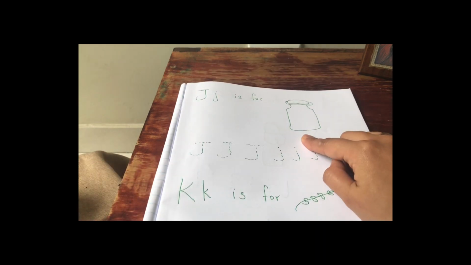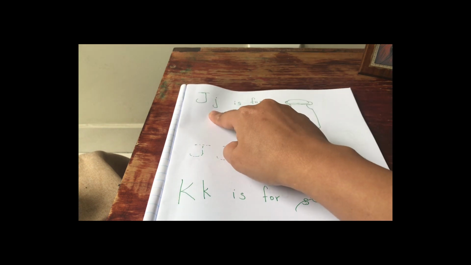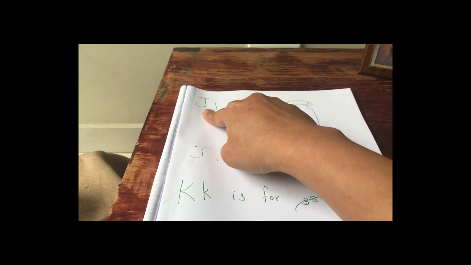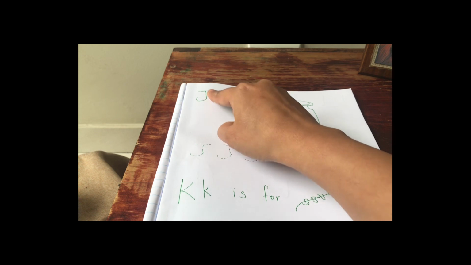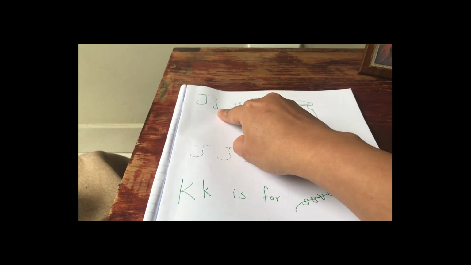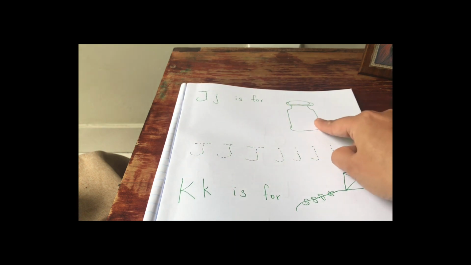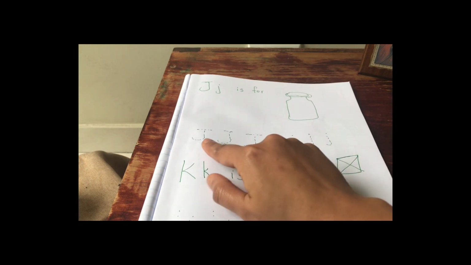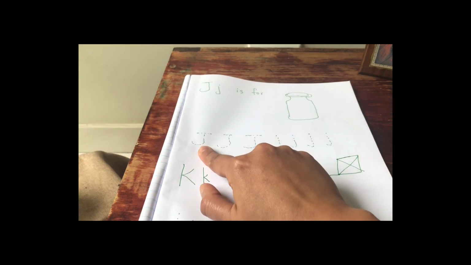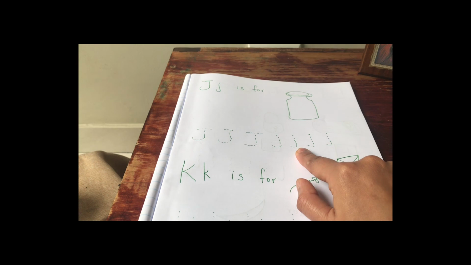The next activity sheet is for the sound J. The letter name is J. The sound is J. So I drew a big J, a small j. J is for jar. Below I wrote big J and small j for the writing practice. So there's also a game for this, and the game goes like this.